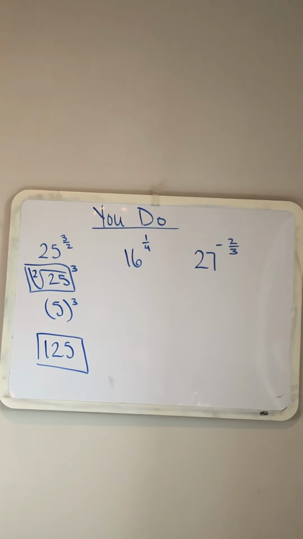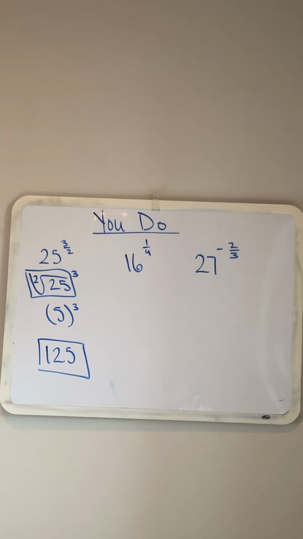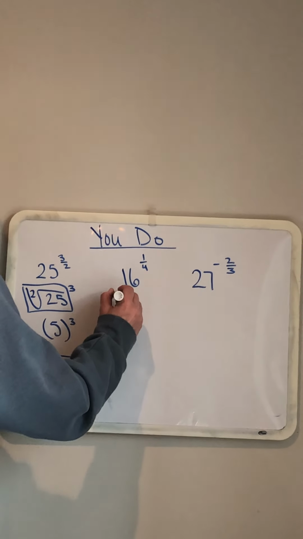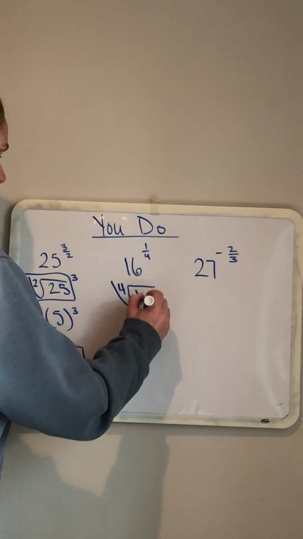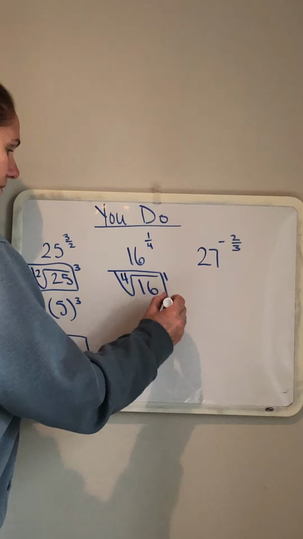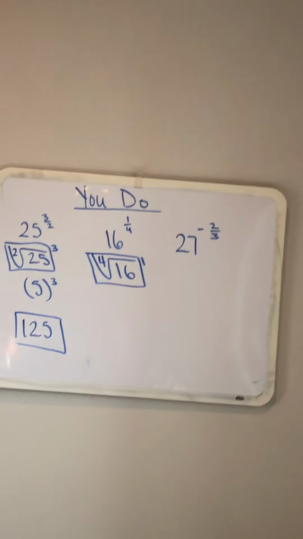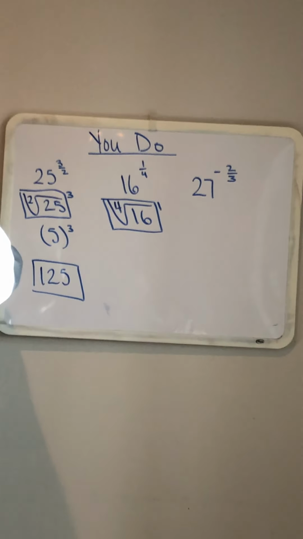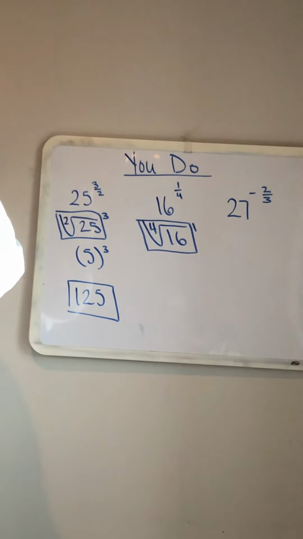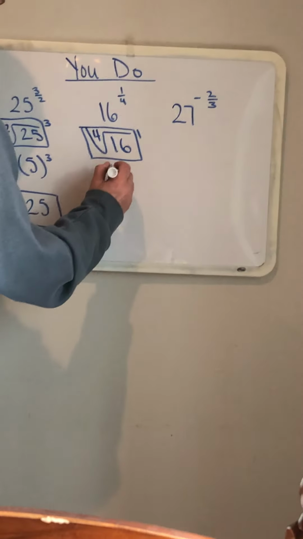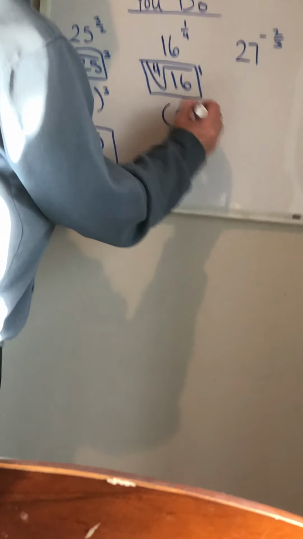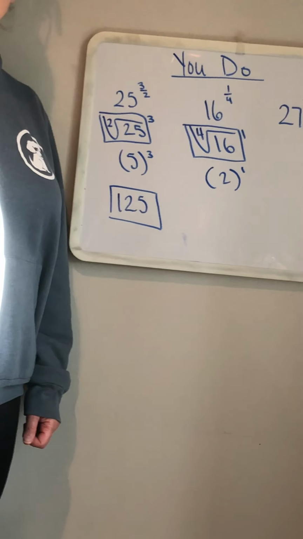16 to the 1/4. 16 to the 1/4 means the 4th root of 16 to the 1st power. Starting with the root. 4th root of 16 means what times what times what times what, all the same, makes 16? That's 2. So this is 2 to the 1st. And that is 2.